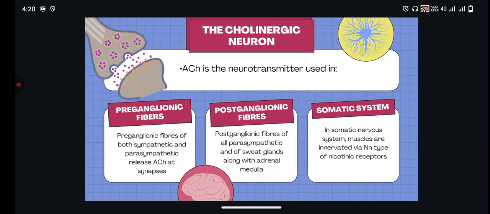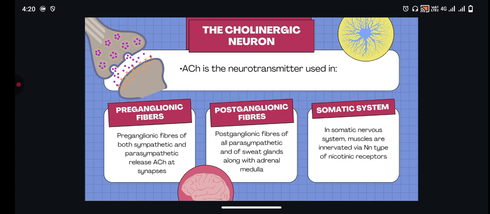Next, we have to see the neurotransmitter acetylcholine, which will be released at three different sites in the human body, in the central nervous system and peripheral nervous system. Number one, preganglionic fibers of both sympathetic and parasympathetic nervous system are going to release acetylcholine.